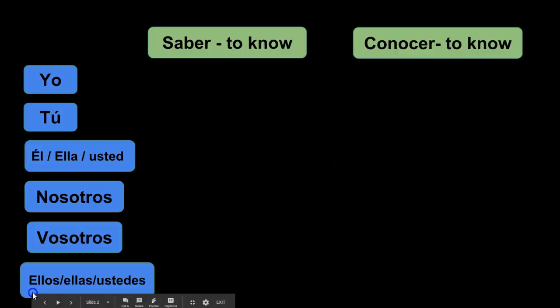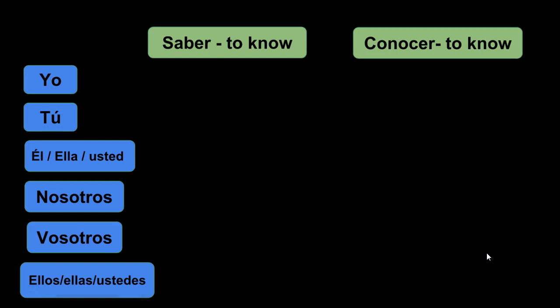Hoy vamos a hacer saber or conocer. So today we're going to talk about saber or conocer. So it kind of follows the theme of what we're doing this chapter. So we just did a lesson on ser or estar, which both mean to be. Well, saber and conocer both mean to know.